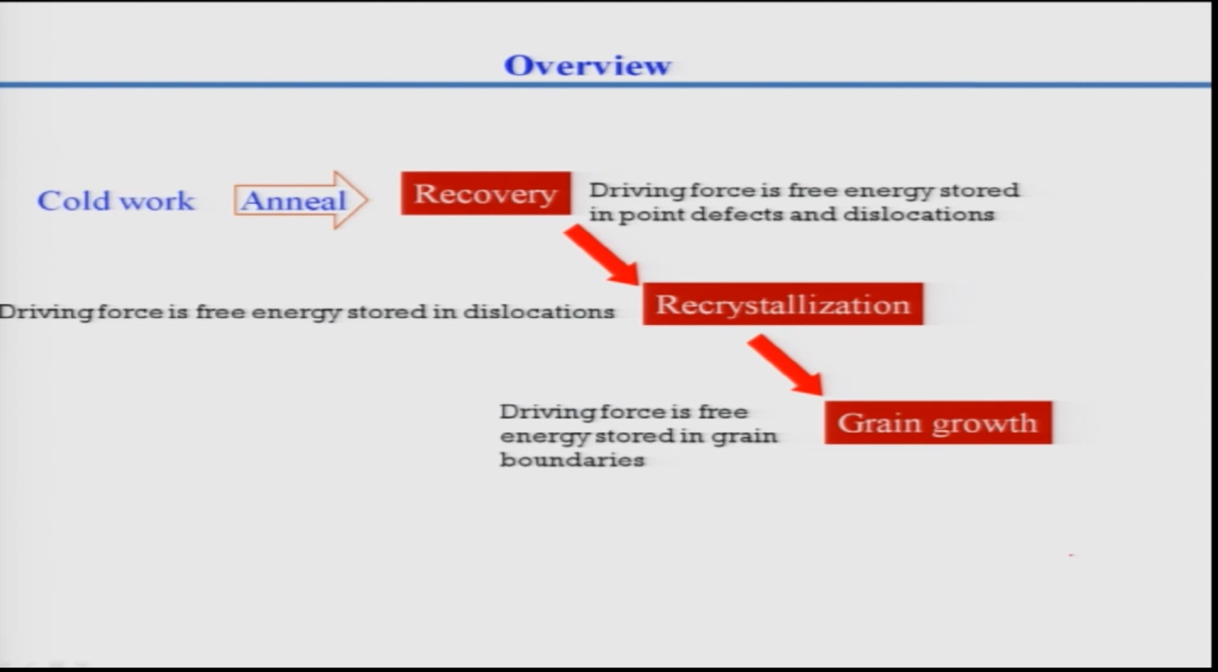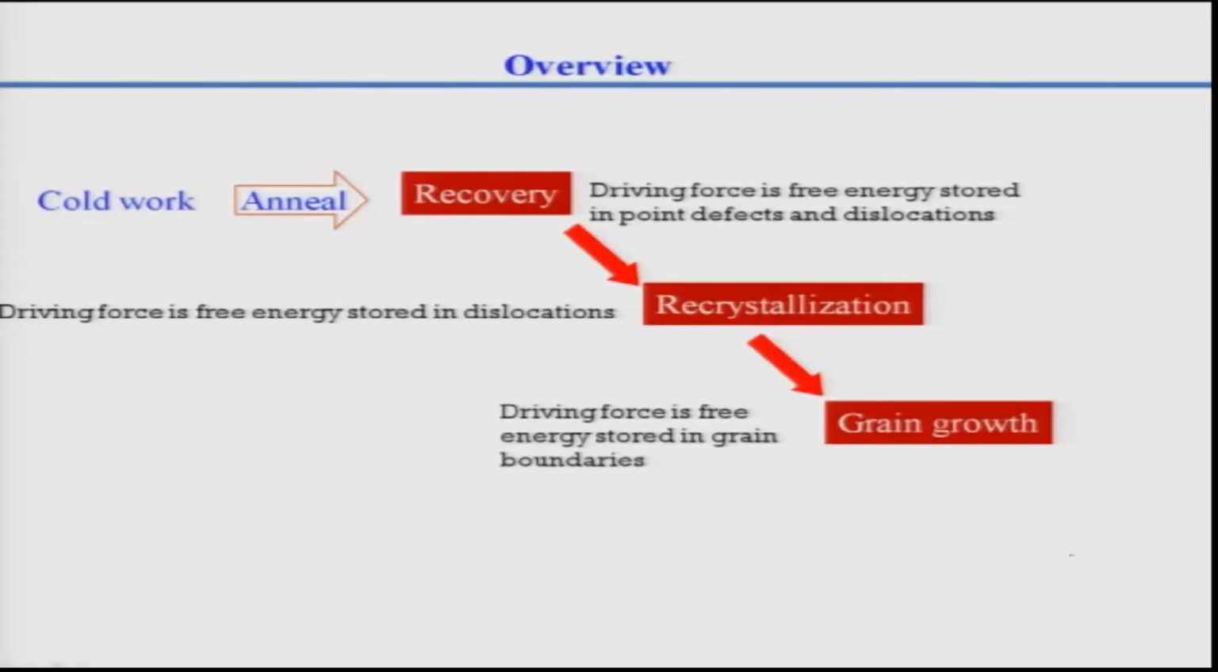In the annealing stage, the driving force is basically what? The free energy stored in the point defects and dislocations. That is the driving force for recovery, because cold working leads to a lot of this defect structure. Recrystallization happens because of the free energy stored in the dislocations, and grain growth happens because of the free energy stored in the grain boundaries. Because you have a large number of grain boundaries from the small grains formed in recrystallization, at high temperature they want to remove those grain boundaries, so the grains start growing.